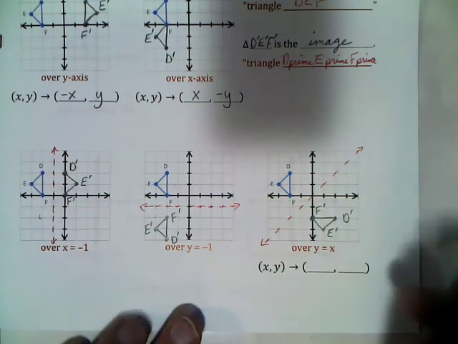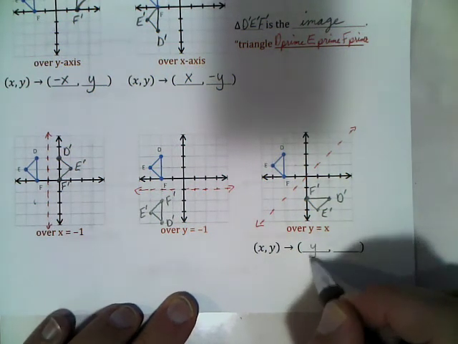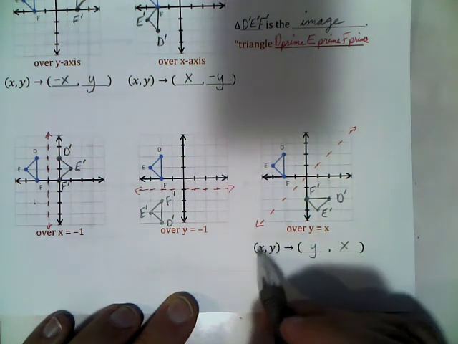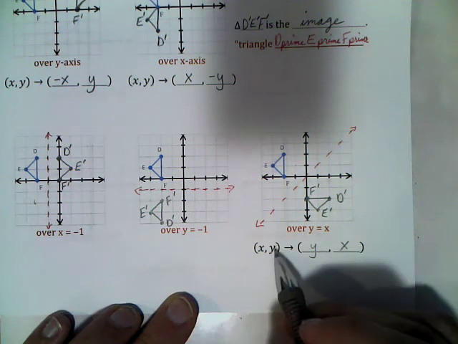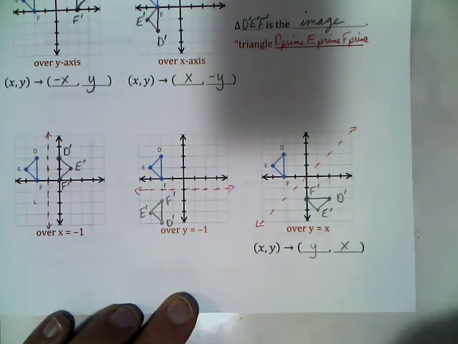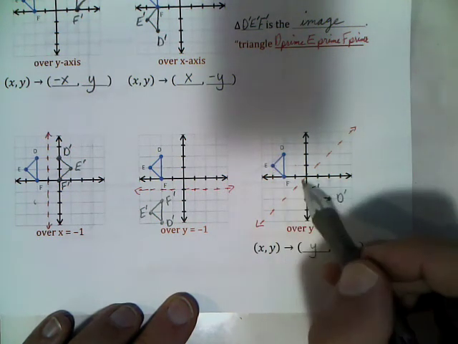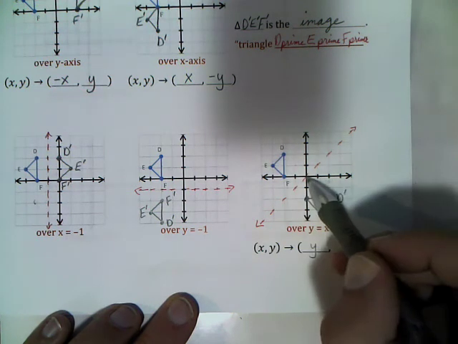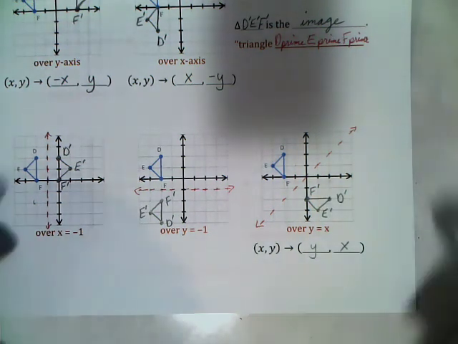I'm going to share with you a little secret here. When we reflect over this line, it's special. What ends up happening is your values change. Whatever used to be your X value will switch over to the Y value position, and whatever used to be your Y value will switch to the X value position. So whereas this point out here, E, used to be negative 3, comma 1, now it's 1, comma negative 3. Don't worry about that one too much. That's more exposure for the future.